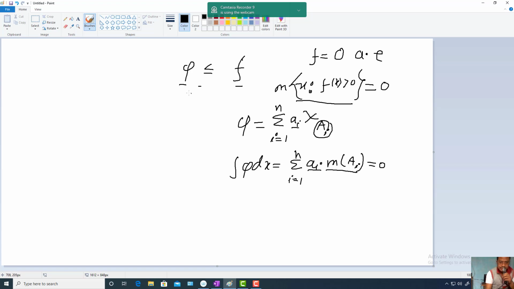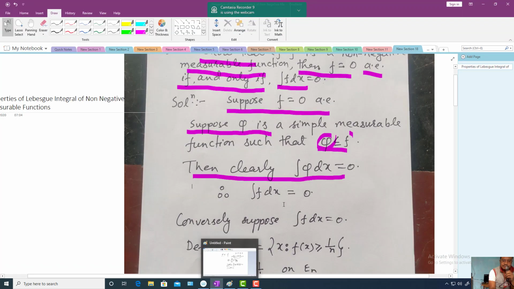So what is the conclusion? Whenever you take a simple measurable function phi which is less than or equal to f, the integration of that simple measurable function is equal to 0. So all are 0, right? The supremum is also 0. The integration of all such simple measurable functions is equal to 0. Therefore the integration of f dx is equal to 0. So the conclusion is: when the function f is equal to 0 almost everywhere, the integration of that function is equal to 0.